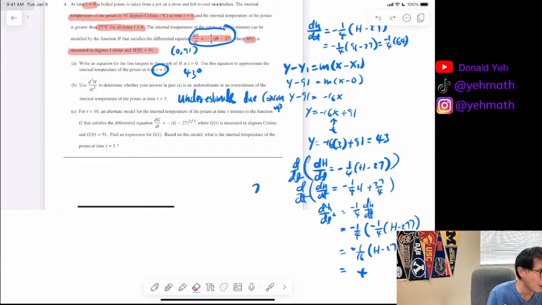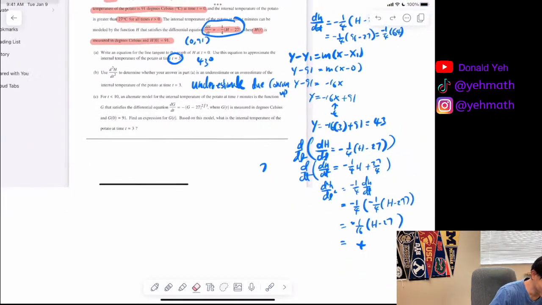You know how to do y minus y1 equal to m times x minus x1. Huh? Take algebra 2. All right.